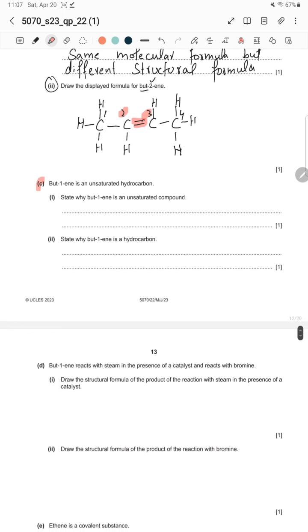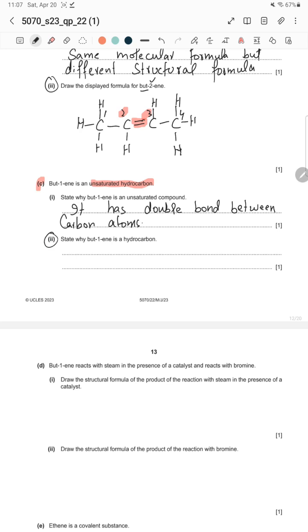Part C: but-1-ene is an unsaturated hydrocarbon. State why but-1-ene is an unsaturated hydrocarbon. Dear students, unsaturated hydrocarbons have a carbon-carbon double bond between carbon atoms. It has a double bond between carbon atoms.